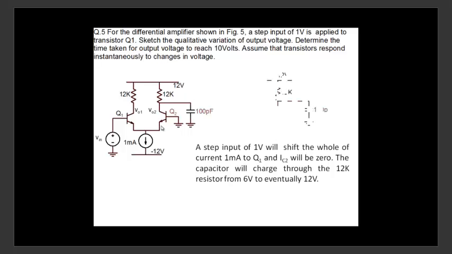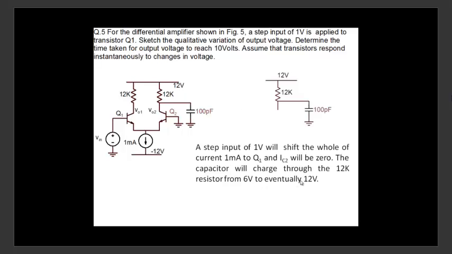So can you see what would happen on this side? I'm interested in what happens to the voltage here. On this side, the circuit will become 12K and 100 pF. Nothing is flowing through Q2. Through Q1, I will have 1 milliampere flowing. So the whole circuit reduces to 12K and 100 pF. What was the starting value of this capacitor here? 6 volt. Now it's connected through 12K to 12 volt, so this capacitor will charge and go up to 12 volt. So that's what will happen.